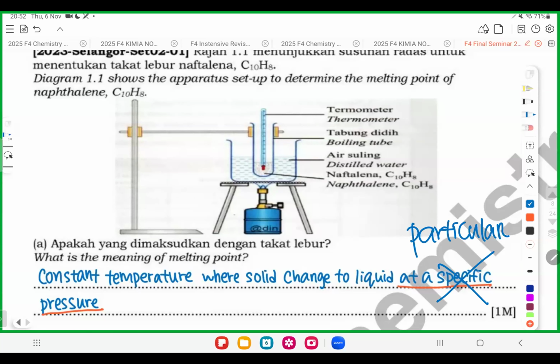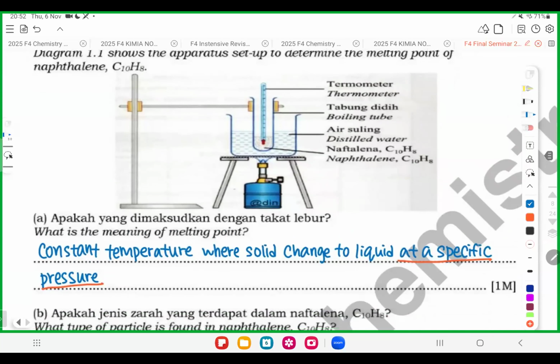Can you see that? These are the keywords that many students somehow forget to include in the answer. I always mention this joke in class: you forget to write the keyword, the examiner forgets to give you the mark. Fair enough. You forget, they forget. All right, that's it. This is melting point.